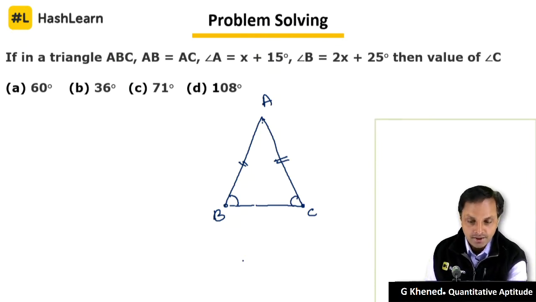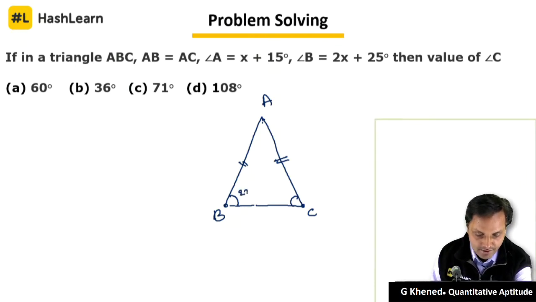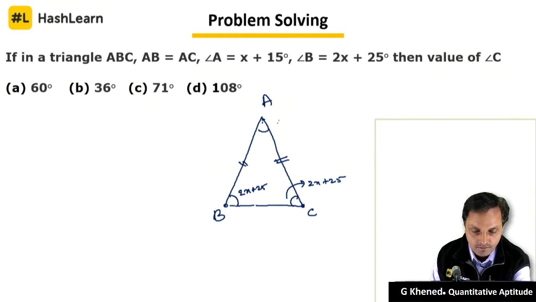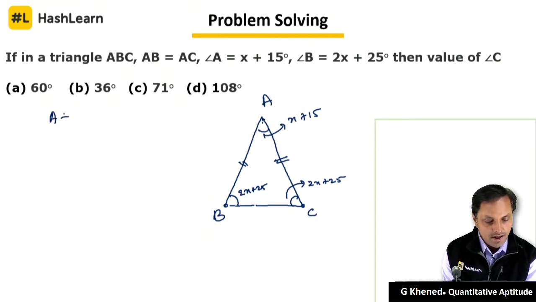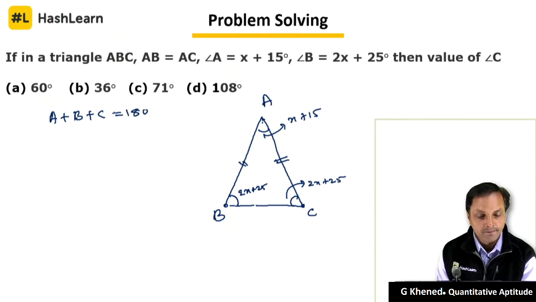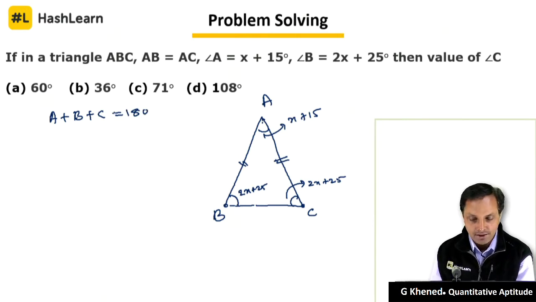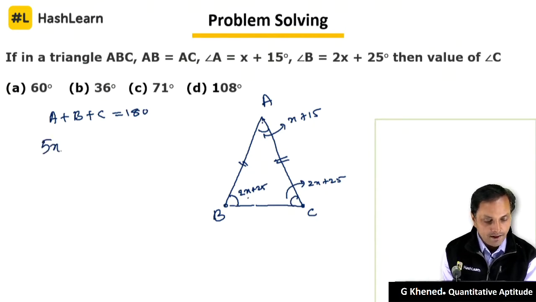So what is your angle B? It is 2x plus 25. So this angle is also 2x plus 25. Then what will be angle A? Angle A is given as x plus 15. You know the rule. What is the rule? All the three angles should add up and give you 180 degrees. So once you add all the three angles, what will that give you? x, 2x, 2x. That will give you 5x.